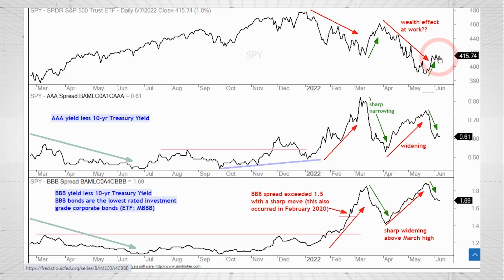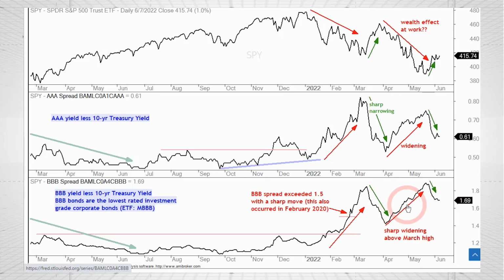And then we get this bounce in SPY in late May, and we can see the triple B spread narrowed. Now, there's a lot of ebb and flow here, and maybe there's a wealth effect working with the S&P 500 because stocks rise. That increases confidence. That's positive for the economy and for stress levels, puts more confidence in the bond market.